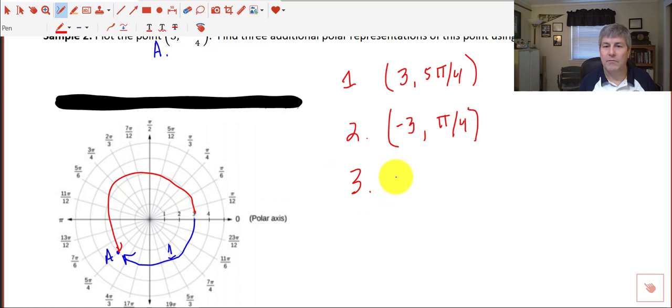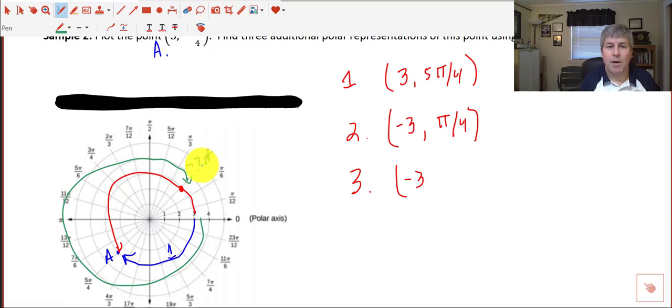And our third option can also be negative 3, but now remember we're here at pi over 4, well, this location is a negative. So think about it this way. That is a negative 7 pi over 4 rotation to that point, kind of that pseudo negative 3 point there. So negative 3, negative 7 pi over 4 are all representations of point A on our polar.